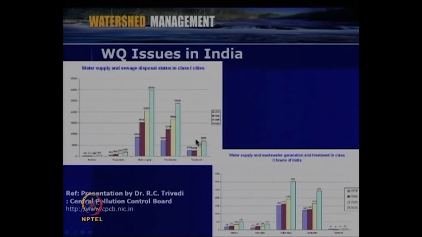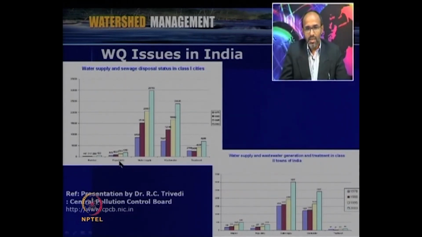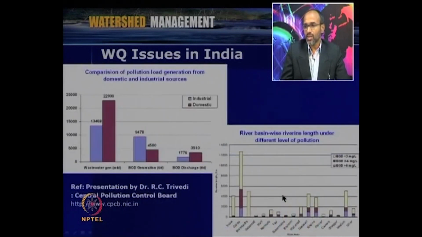Here are some figures taken from the Central Pollution Control Board. You can see the population, the population water supplied, the wastewater, and the treatment, varying from 1978 to 2003. The amount is going up, but the treatment is not keeping up to that level. That is a major source of pollution: water supply and sewage disposal status in class 1 cities. Similarly, we can see a very similar trend in class 2 cities.